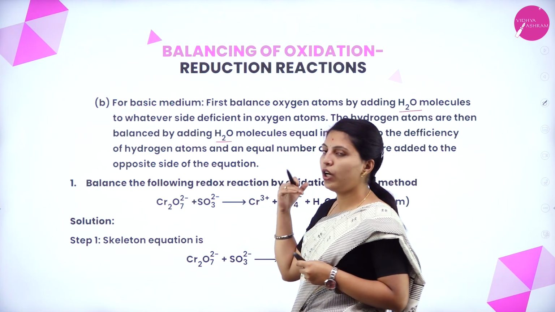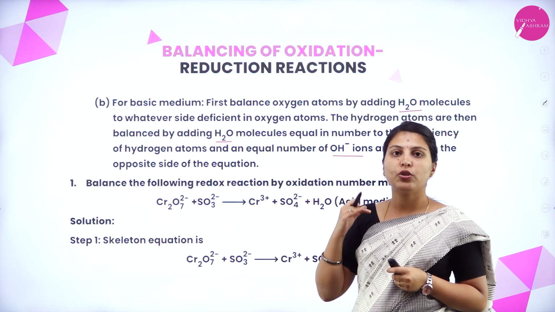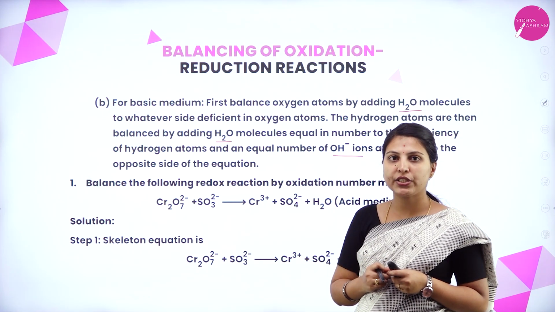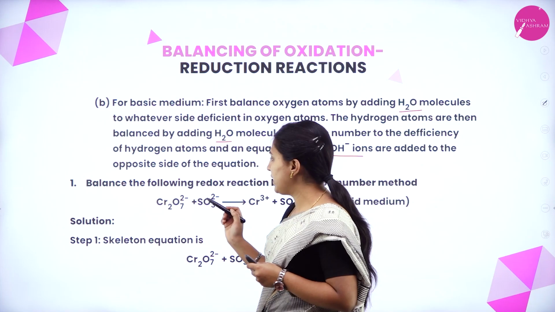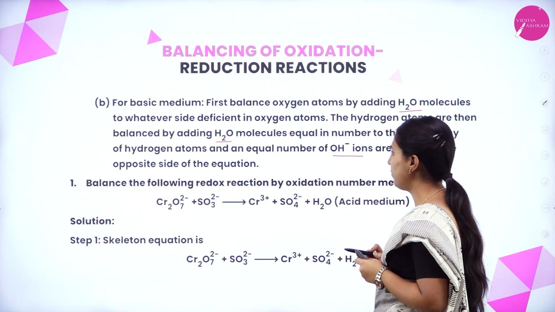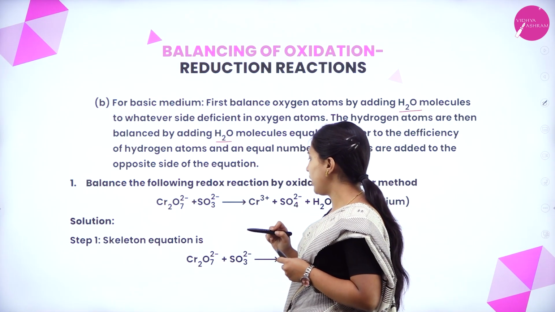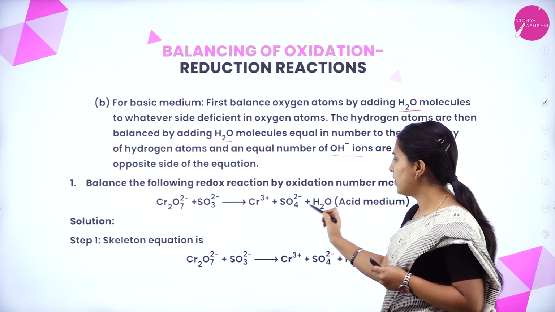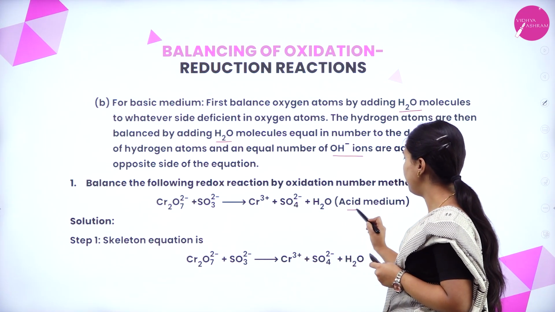These are the set of rules you have to follow to balance a redox reaction by the oxidation number method. We will see one example. Balance the following redox reaction by the oxidation number method. This is what they have given: chromate, sulfur trioxide, giving chromium plus sulfur oxide plus water. This is in acid medium.